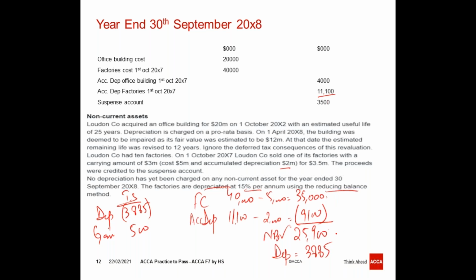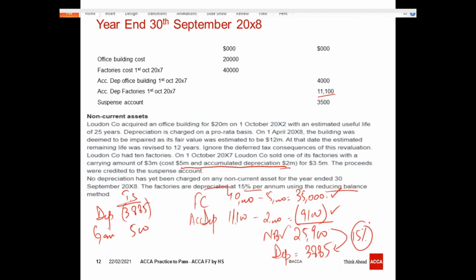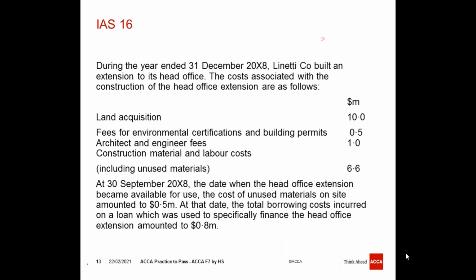Okay, depreciation again. I have done nothing, just removed the asset's 5,000 cost and accumulated depreciation from the relevant accounts, because we have sold this factory at the start of the year. So I have just removed the impact from the total values, and on this net book value we are going to charge 15%, because the method is reducing balance. Whenever we have the reducing balance method, depreciation will be charged on the net book value. So I've just taken 15% of 25,900. We got the value of depreciation, which is 3,885.